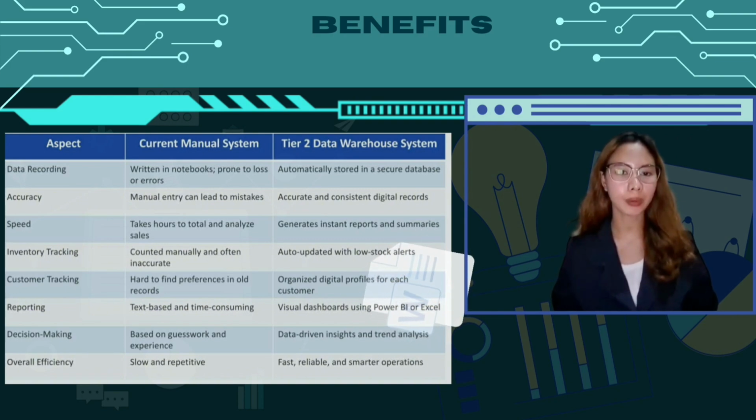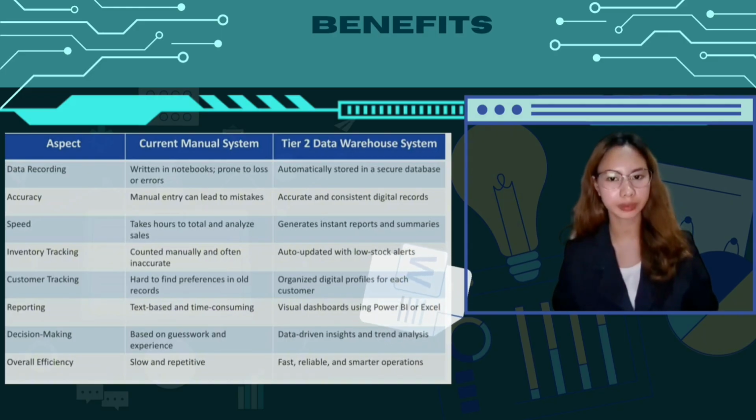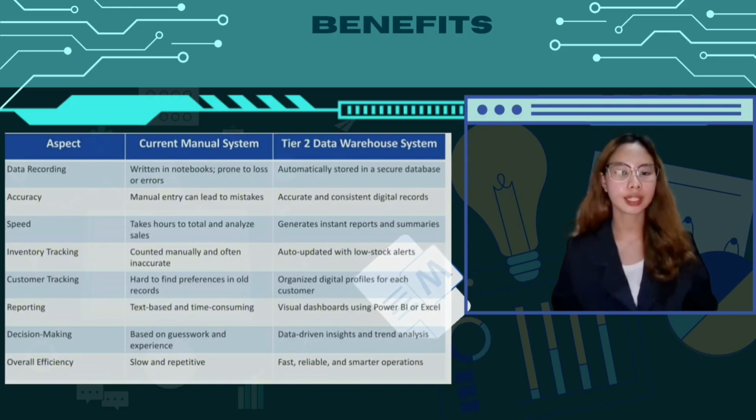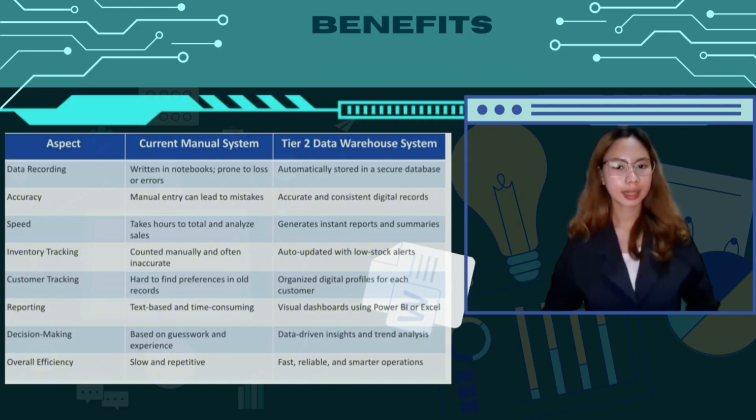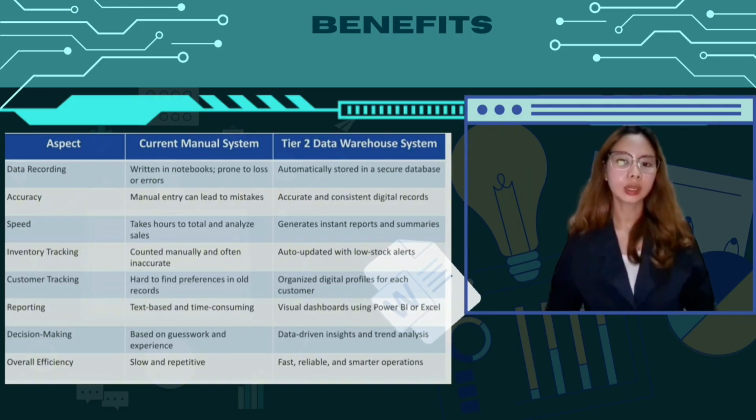Tools like Power Business Intelligence and Excel will create real-time dashboards, while the online analytical processing engine will help analyze trends and peak periods. This means faster reports, fewer errors, better inventory control, and smarter decisions, allowing the business to grow more efficiently. That ends my discussion on Tier 2, Data Warehouse Layer.